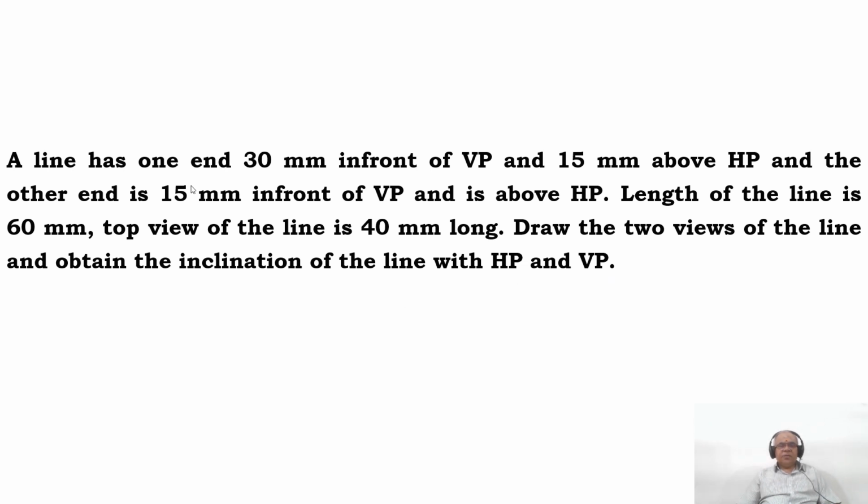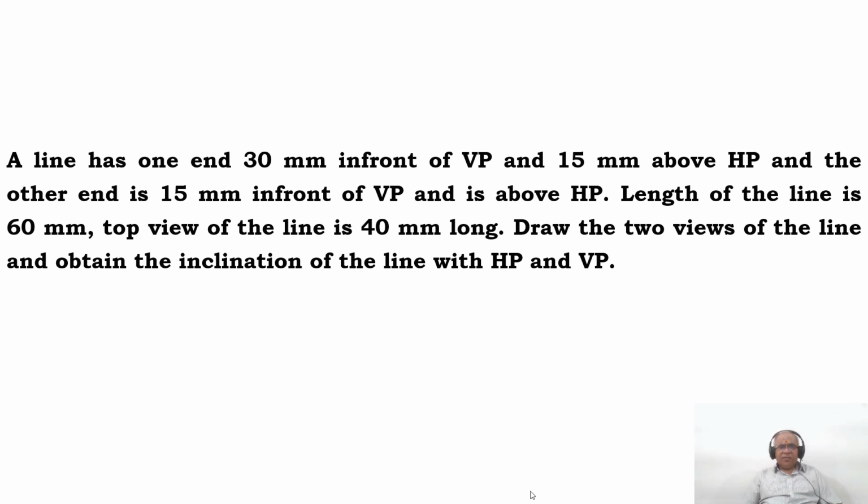So here he has given that one end of the line is 30 mm in front of VP and 15 mm above HP, and for the other end only the top view locus is given, and he has given the true length of the line and the top view length of the line. By considering this, we should be able to get the locus of B in the front view, and also find the front view length and the true length in the front view.